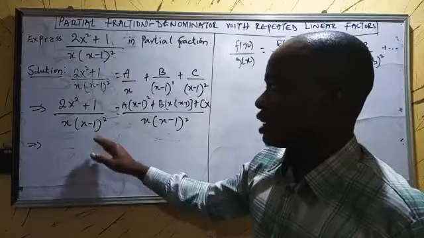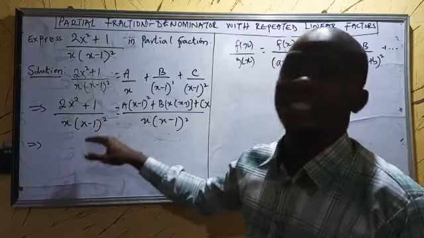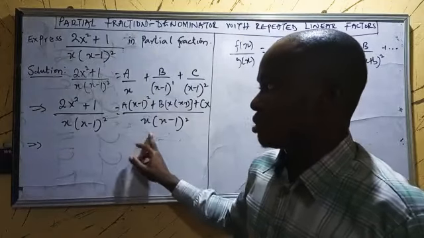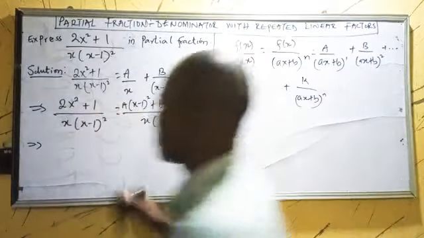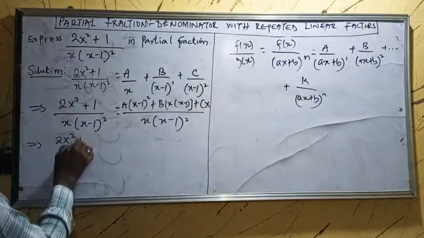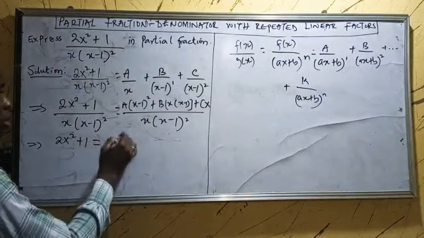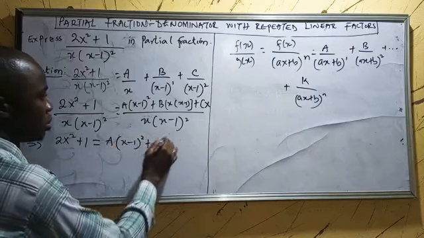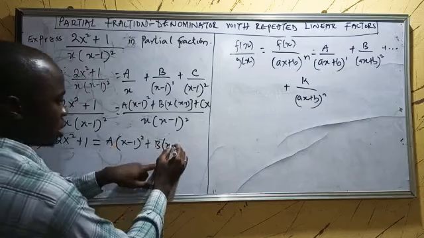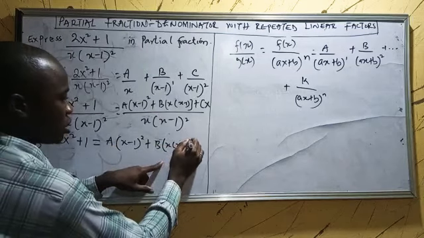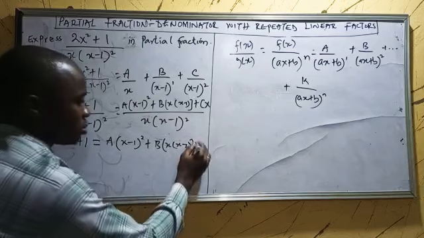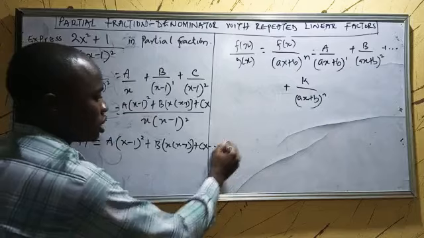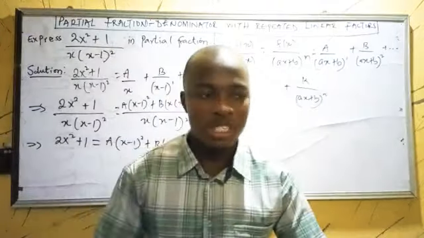Therefore, we are going to multiply both sides by the LCM, understand? The LCM is this and this. So multiplying both sides, we have 2x squared plus 1 equals a(x minus 1) squared plus b(x minus 1), plus cx. Are you getting it? Therefore, you can see that we have our equation in linear form, that is, we have already cleared the fraction.